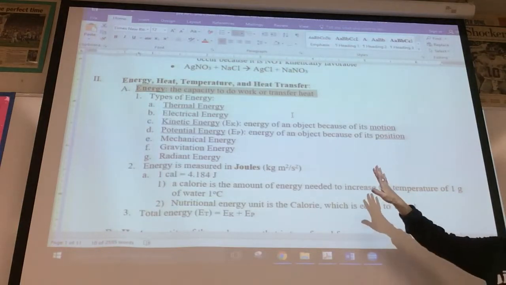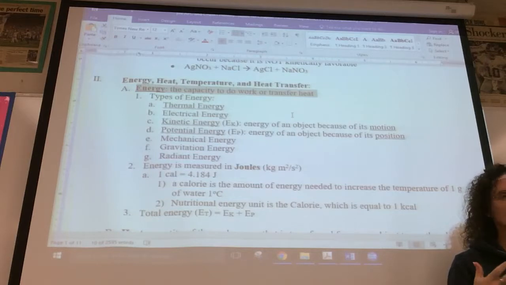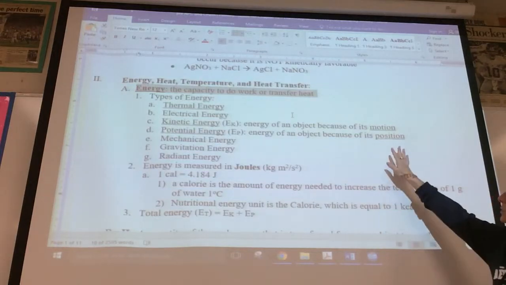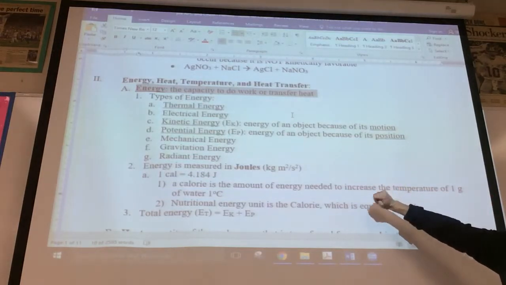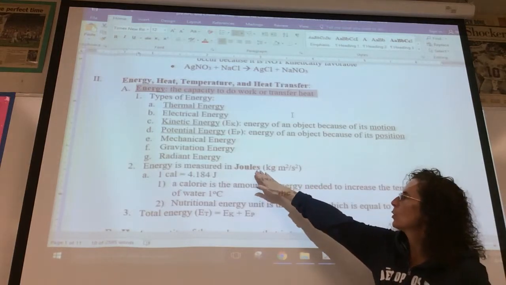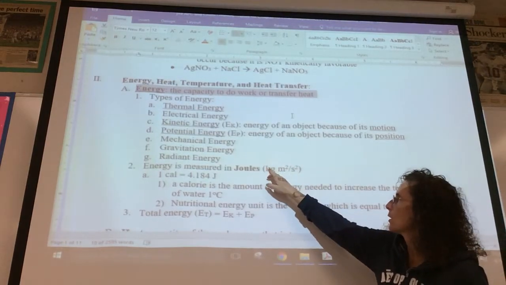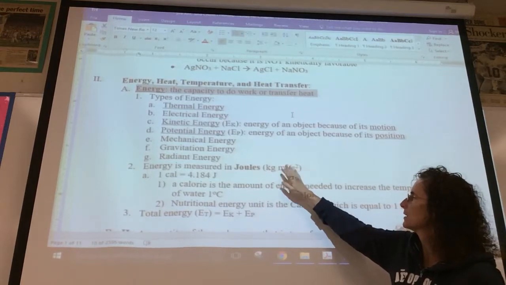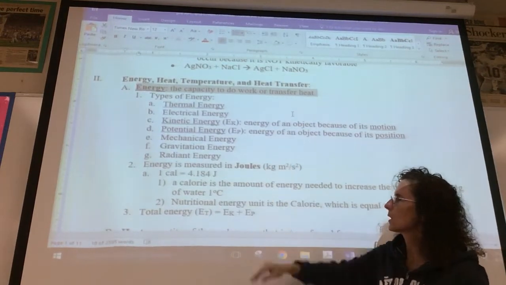That wasn't the word I was saying. Potential energy is more correlated to position, all right? And we'll take a look at that in just a minute. The unit of energy is the joule. The joule is also a kilogram meter squared per second squared. We're not going to use that.